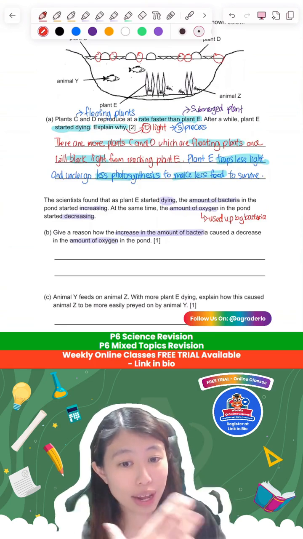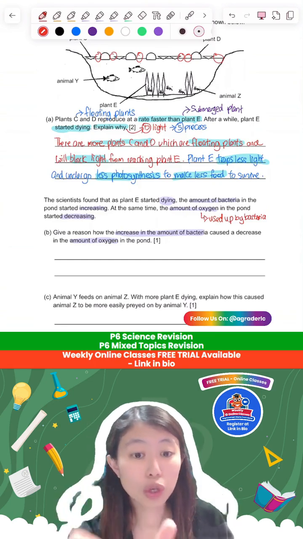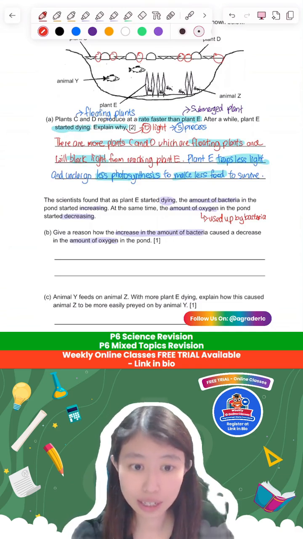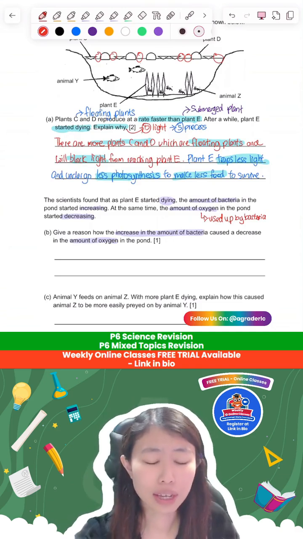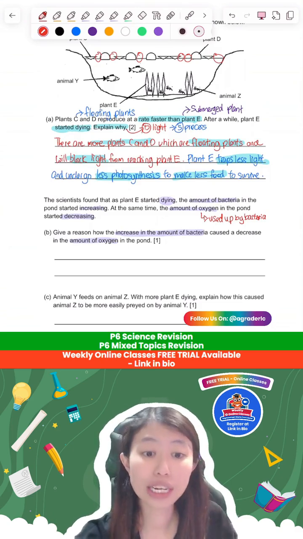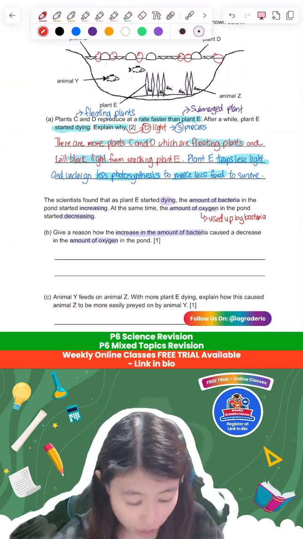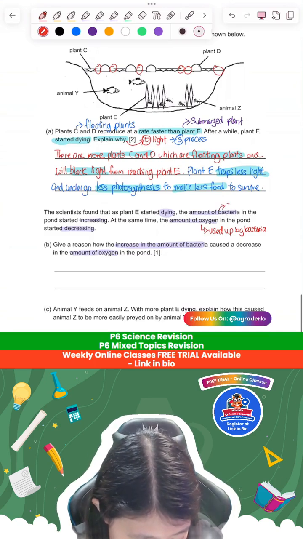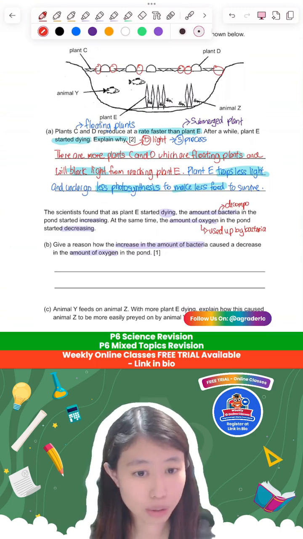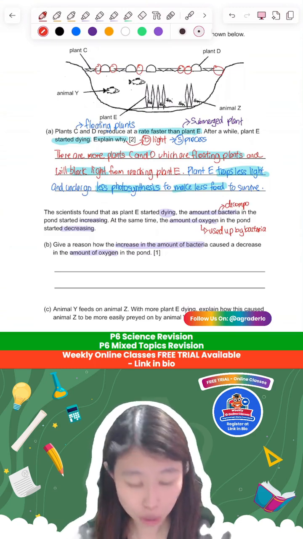Okay, when living things start dying, you will notice an increase in either fungi, which is mushrooms, for example, or you will see an increase in bacteria. Why? Because bacteria is a decomposer. Decomposers will help to break down dead matter into nutrients for the soil, okay, for the plants.